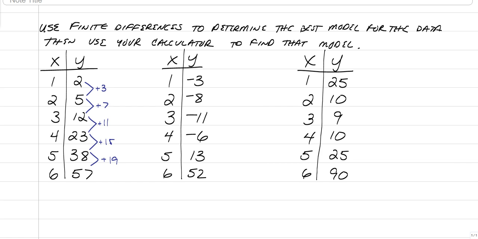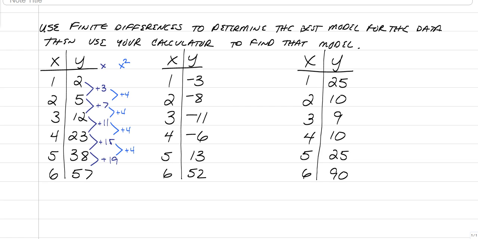So if all of those differences were the same, we would be done. But they're not the same. So you try it again. To get from 3 to 7, you have to add 4. To get from 7 to 11, you add 4. To get from 11 to 15, you add 4. And one last time, you add 4. So since it took us 2 tries, this is going to be an x squared, or a quadratic function. Okay? If they're all the same the first time you try it, it's linear. If it takes 2 tries, it becomes quadratic.